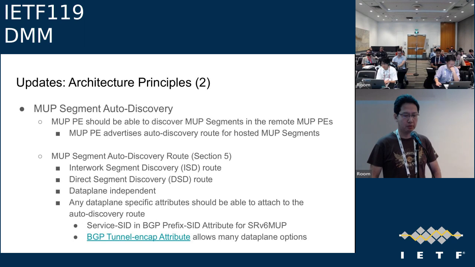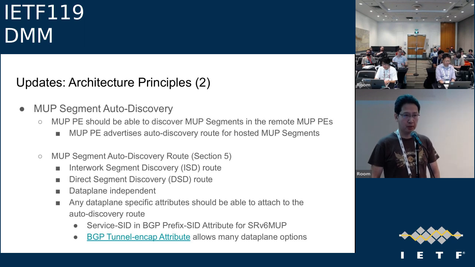The second principle is auto discovery for a MAP segment. To enable MAP to be a pluggable user plane part of the mobile service architecture, the MAP P should be able to discover the MAP segment in the remote MAP P. Otherwise, the user plane would be fragmented and never connected to each other. So the auto discovery route helps MAP P to discover the MAP segment hosted in the remote MAP P. In this document, we have the MAP segment auto discovery route in section 5. Section 5 defines two types of discovery route. One is the interwork segment discovery route, we call it ISD route, and the other is the direct segment discovery route, we call it DSD route.